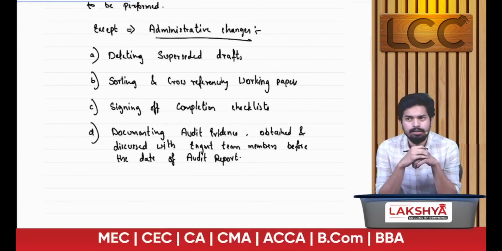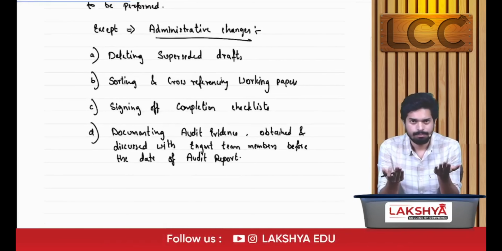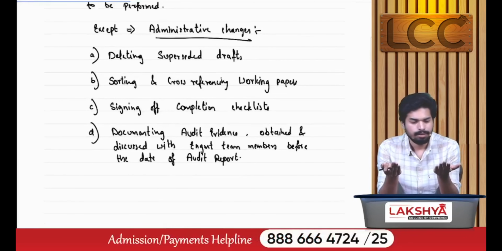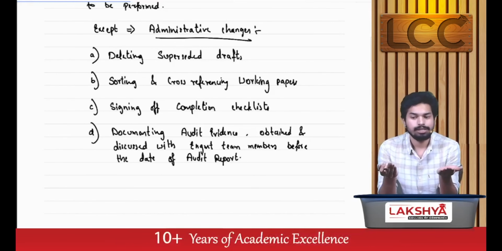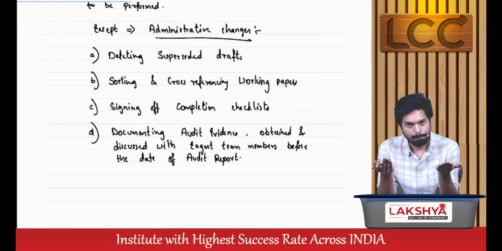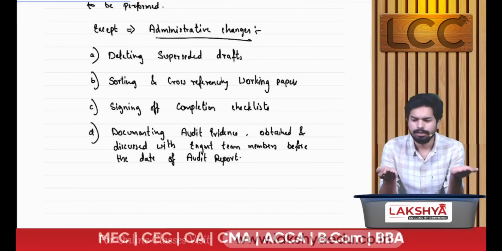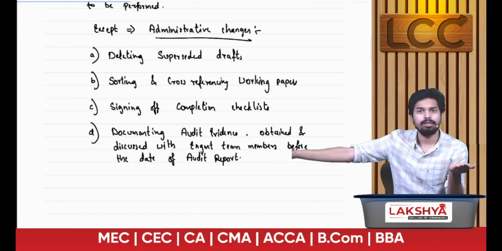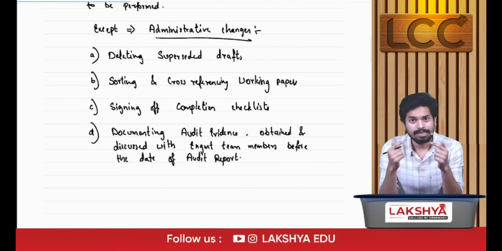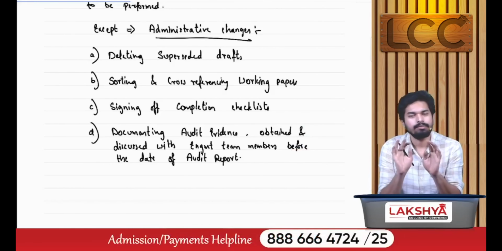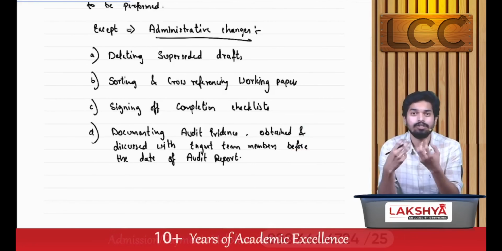Suppose you're having two documents, this first document and this second document. This second document has better information than the first document, meaning the first document got superseded by the second document. Then you can delete this first document, yes or no? This is what deleting superseded drafts means. While you're doing assembly, it is not considered as a performance of a new audit procedure. This is just considered as an administrative change.